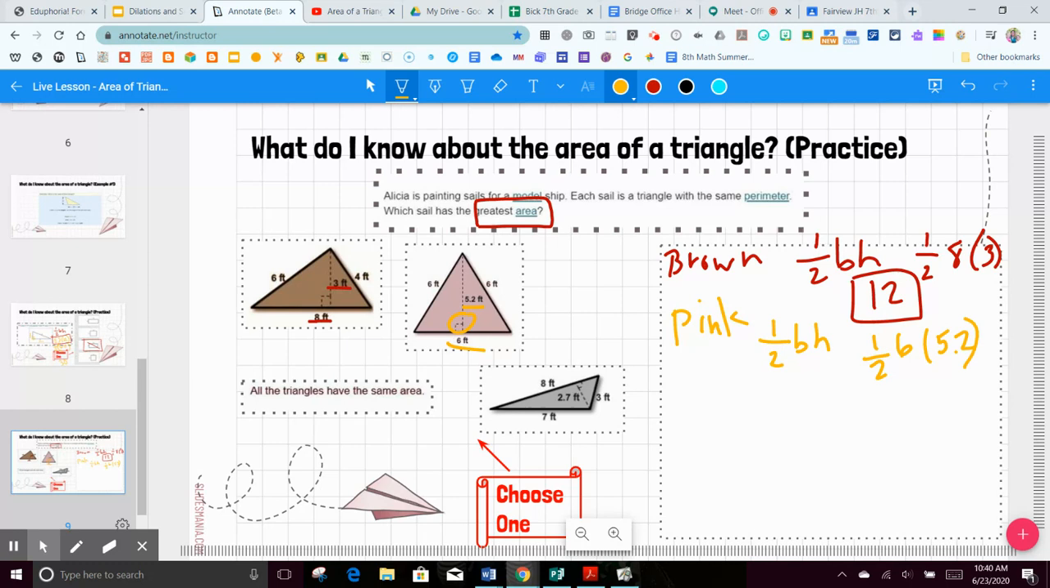Okay. Personally, because there's a decimal involved, I'm gonna go ahead and use that commutative property to make my life easier. I know that 1/2 of 6 is 3. So then I can multiply 3 times 5.2 fairly easily. 3 times 2 is 6. 3 times 5 is 15. Therefore, the area of that triangle is 15.6.